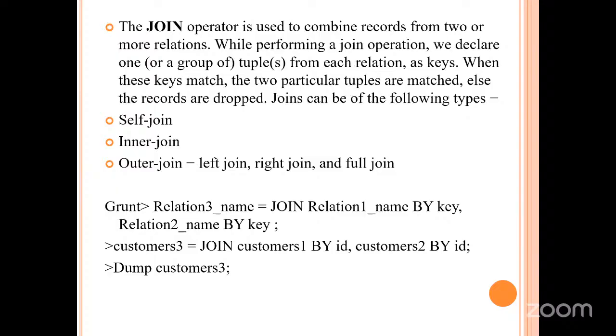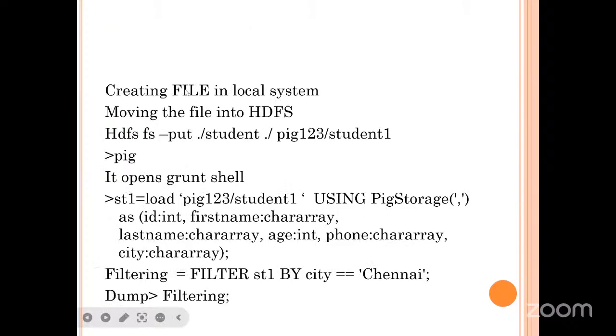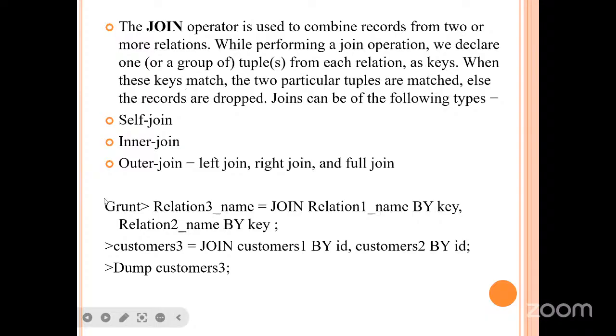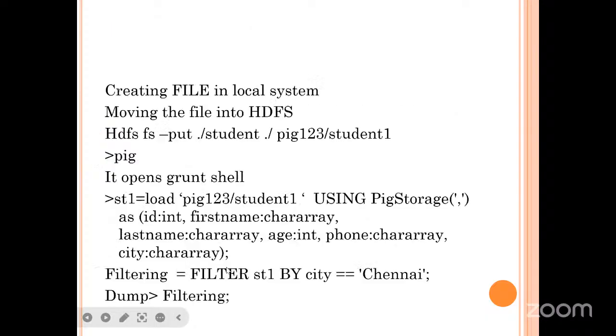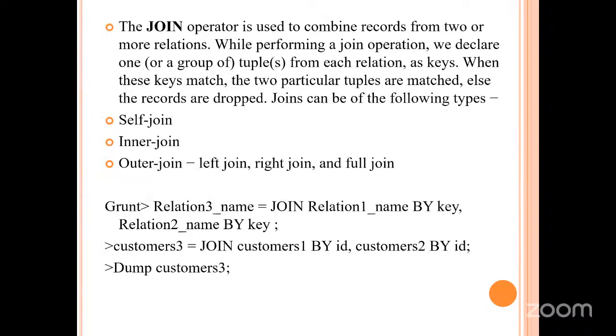Just write down this one. Grunt greater than, relation 3 underscore name. You give some name there. Grunt greater than relation 3 underscore name.